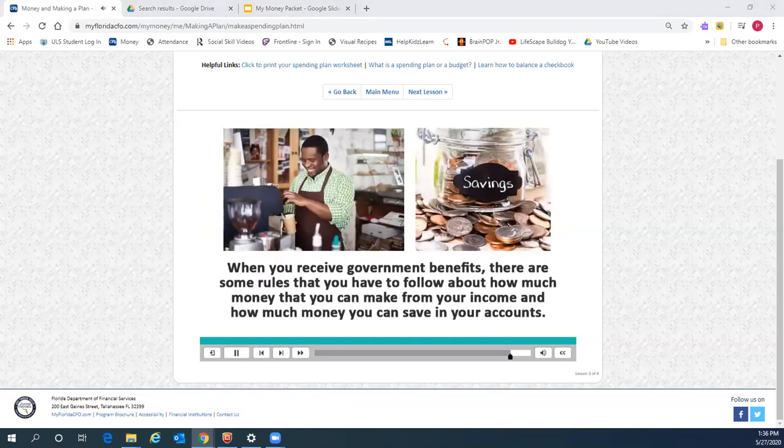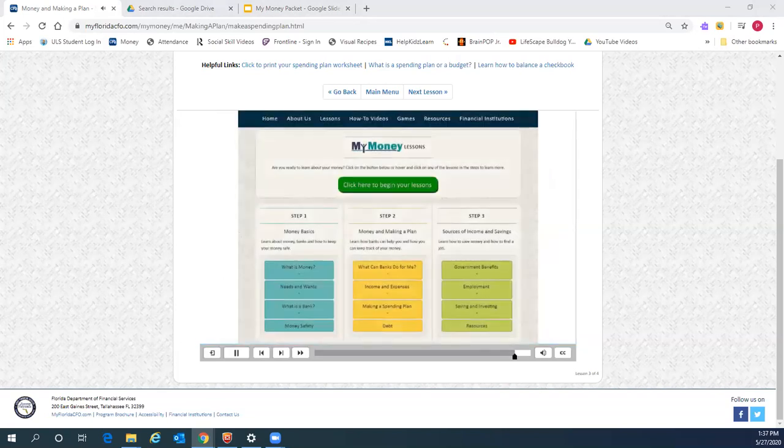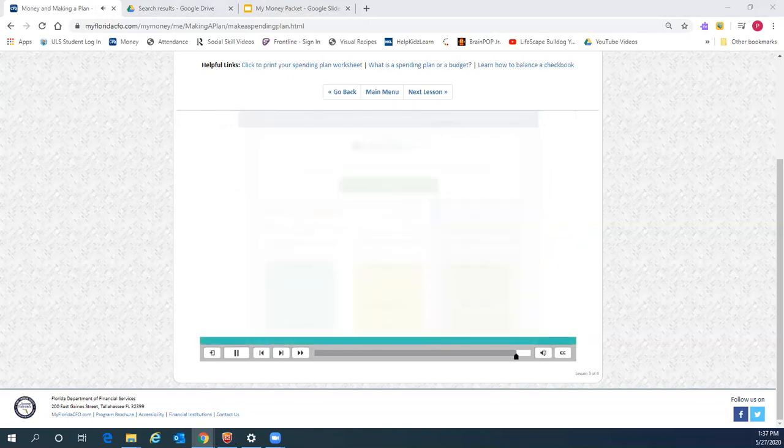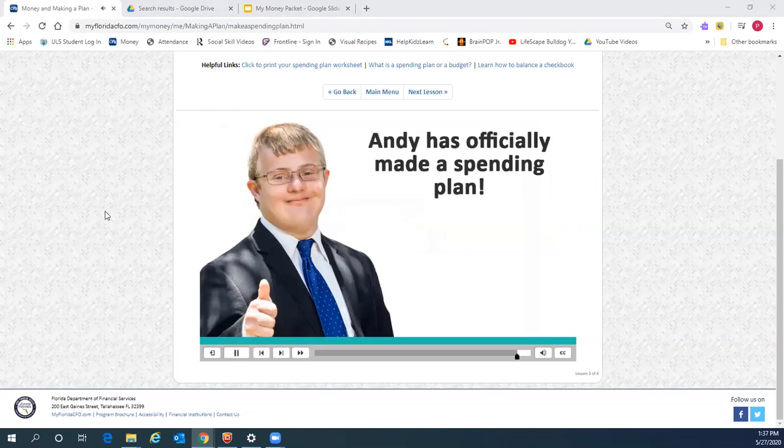When you receive government benefits, there are some rules that you have to follow about how much money that you can make from your income and how much money you can save in your accounts. We will talk more about Andy's options in the next section. Andy has officially made a spending plan.